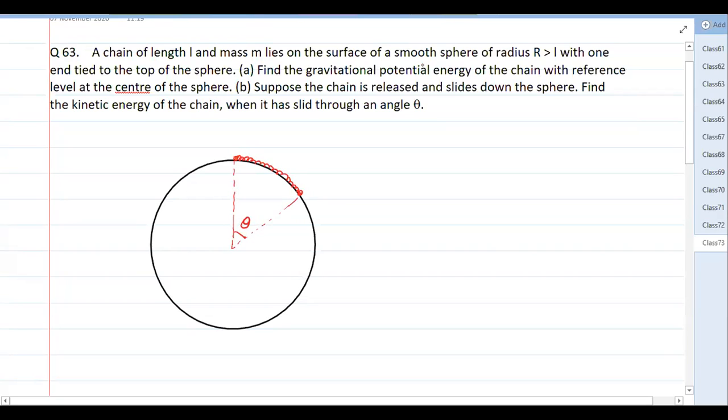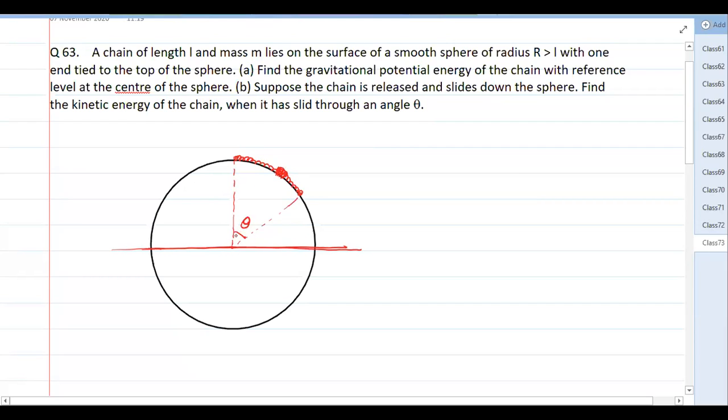Find the gravitational potential energy of the chain with reference level at the center of the sphere. Means this is the reference level, this is the ground. So how do you find the potential energy of this system? This system does not have a fixed height. The different parts have different heights. If you consider a small part here at this point, it has some height. If you consider another part, it has a different height.